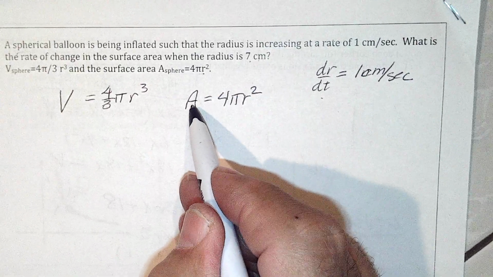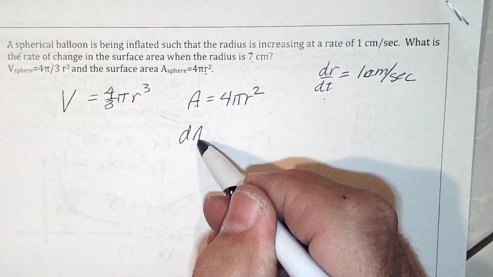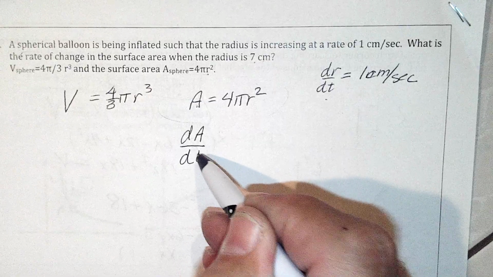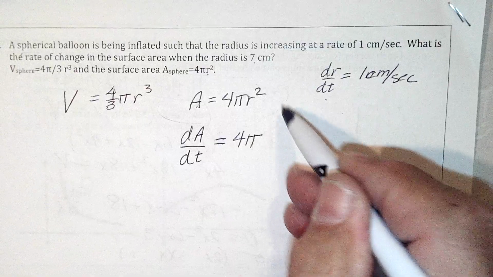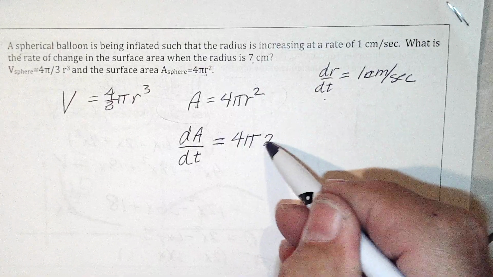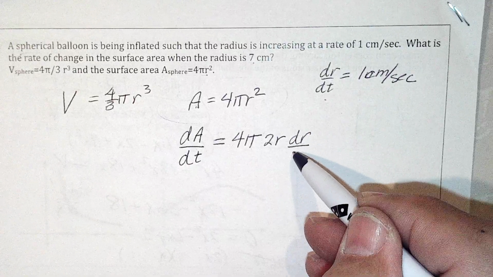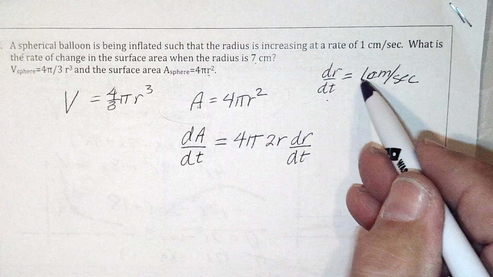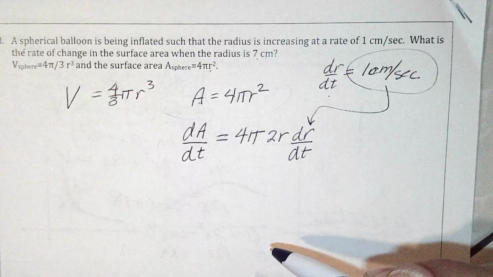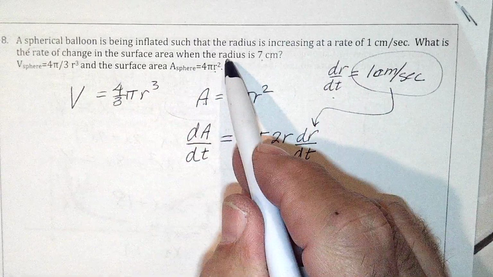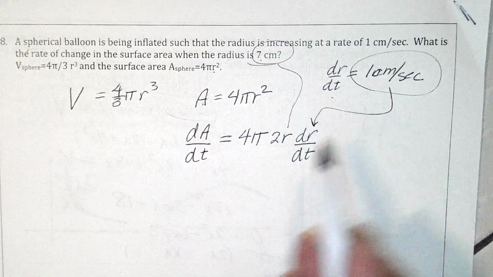And so the rate of change of it, if I take the derivative with respect to time, the change in the area with respect to time is 4 pi times 2r dr/dt, the change in the radius with respect to time. And we know that is 1 centimeter per second. And we're supposed to figure this out when the radius is 7. So we're going to put 7 in there.